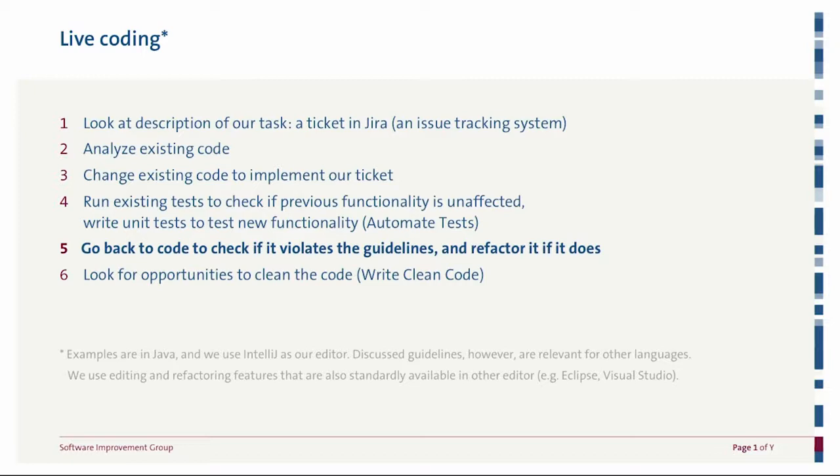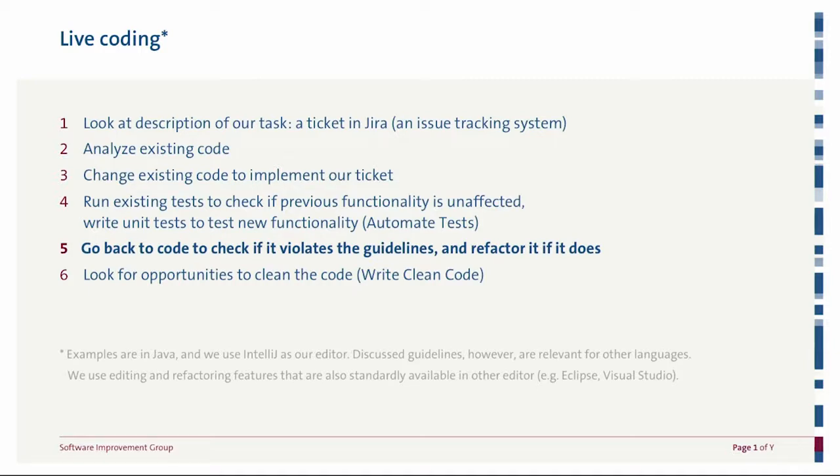There is going to be one ticket in Jira, an issue tracking system, describing what we need to do. Then we're going to analyze existing code, because this ticket will explain that we need to do some modifications or extensions of existing code. Then we're going to make these changes in existing code to implement our ticket. Then we're going to look at tests. So first, to run existing tests to see if we have not broken existing functionality, and then also add a few tests to test our new functionality.